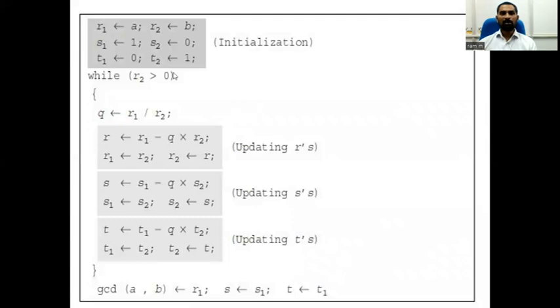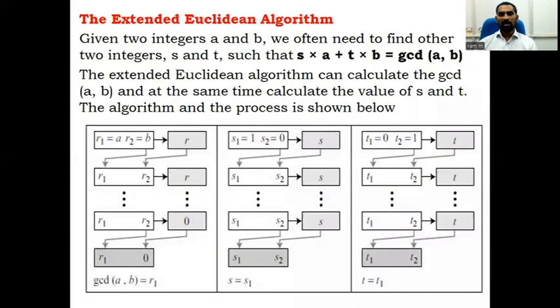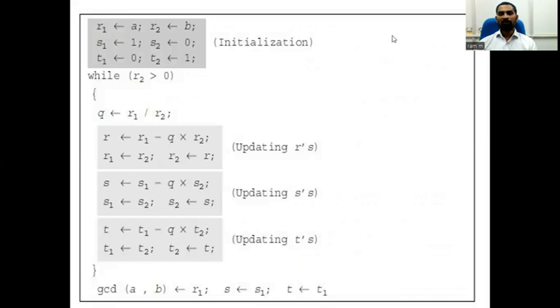Initially, we are given A comma B. From this, we need to find the value of GCD of A comma B, and we also find the values of S comma T such that S into A plus T into B is equal to GCD of A comma B. For that, as I told you, first we'll take R1 as A, R2 as B, S1 as 1, S2 as 0, T1 as 0 and T2 as 1.